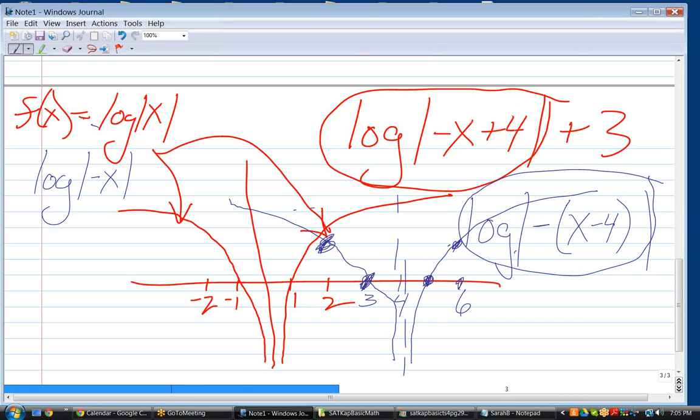What you have to do is convert that to this in order to follow the standard rules of translation. And of course, then to get the +3, we take this blue graph here, move it up 3 units, and you end up with something that looks like that and like that.